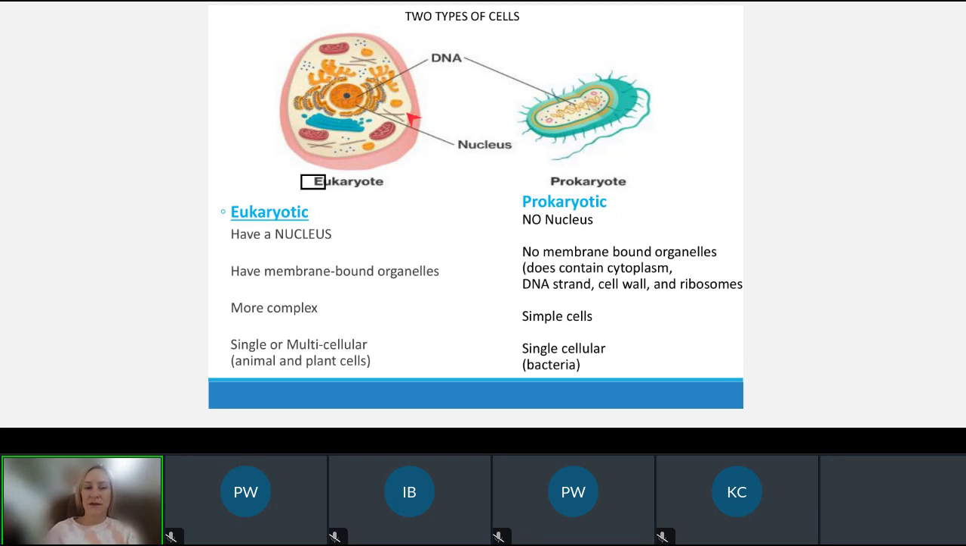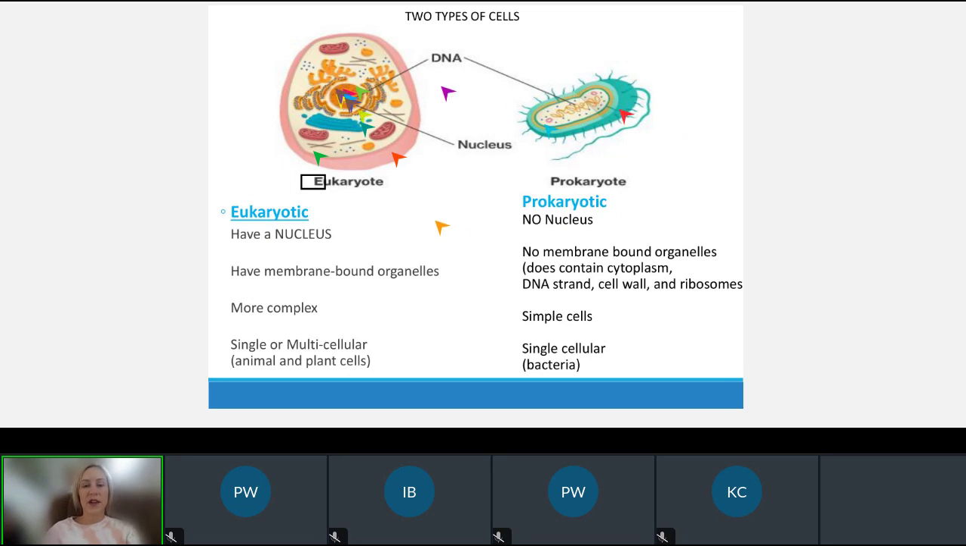Everybody take your arrow. Let me see your arrow. Everybody point at the eukaryotic cell. The eukaryotic cell has a nucleus, which is like a brain. It has a nucleus, and it is complex.